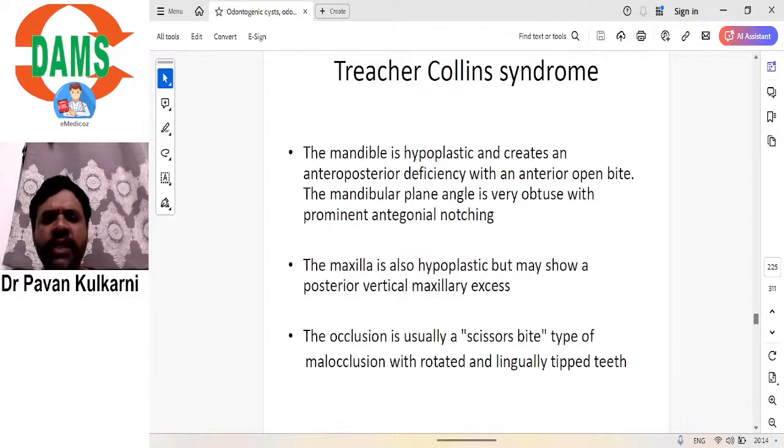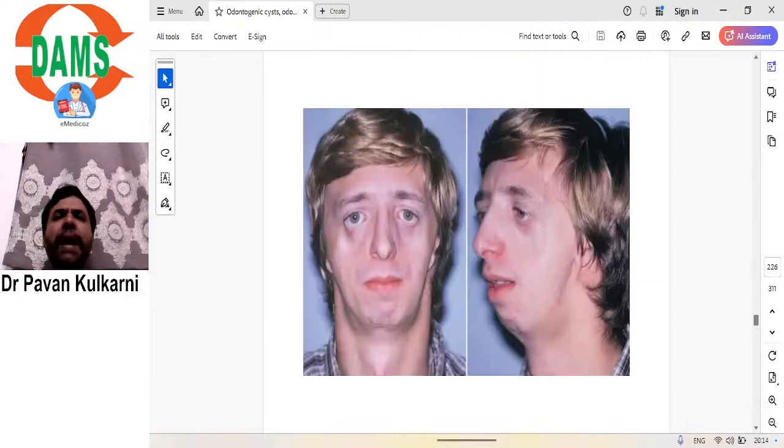Treacher Collins syndrome, this is another important syndrome. This is also called mandibulofacial dysostosis, where typically the mandible is hypoplastic. In all the syndromes, usually the maxilla will be hypoplastic. In Treacher Collins syndrome, the peculiarity is that the mandible will be hypoplastic. And there will be coloboma. What do you mean by coloboma? In the lower eyelid, there will be a notch. That is called coloboma.